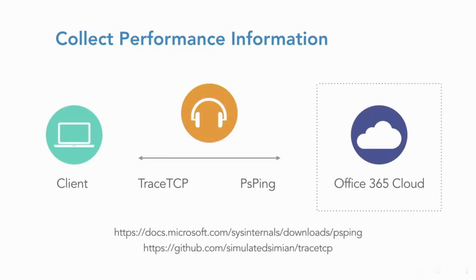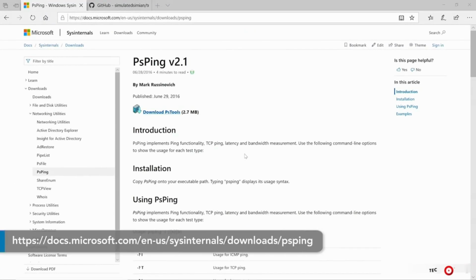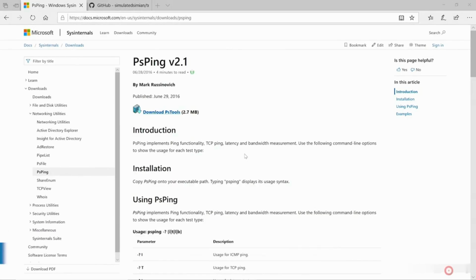There are two tools that you can use to collect baseline information on your data. These include Ping and Trace TCP. The beauty about these tools is that both of them are not normally blocked by firewalls, unlike their Microsoft counterparts, the Ping and Traceroute utilities. You can locate Ping on the Sysinternals website, and this is fully supported by Microsoft. The Trace TCP tool can be found on GitHub at the location shown on screen.